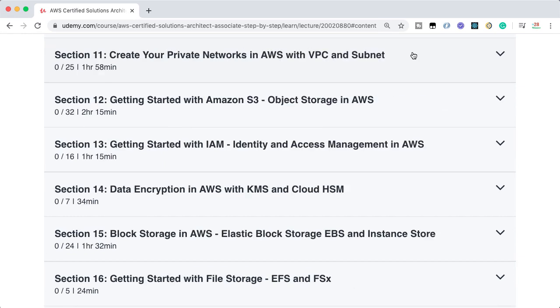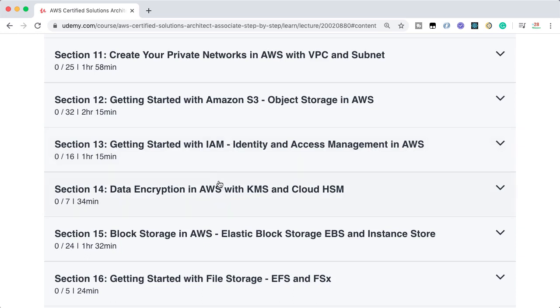However, AWS is not just about compute options. It's very important that you understand the security options that are present in AWS as well. And that's what we would shift our attention to in the next sections. In section 11, we will be talking about how you can create your private networks in AWS using virtual private clouds or VPC. In section 13, we'll be talking about how you can use IAM, Identity and Access Management, to create your users and manage their access to AWS.